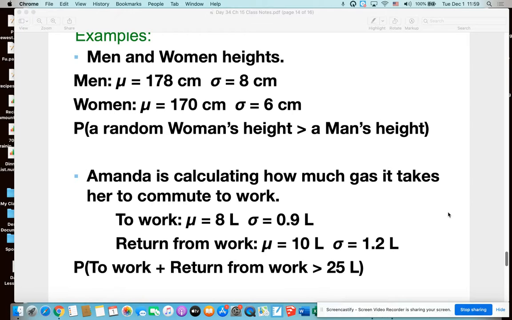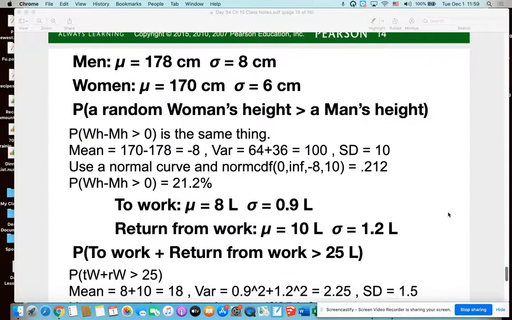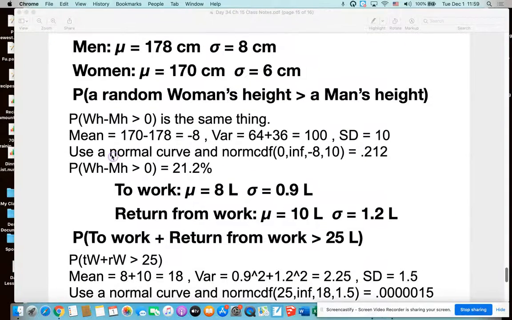All right, here's the solution. So you can see in this case, I'm going to subtract. The trick to this one is that having a woman's height higher than a man's height is the same thing as a woman's height minus a man's height being greater than 0. So what that does is put it together for us and gives us a numerical value that we can then do the probability with. This is really a big key to this problem, which you're going to have to be able to do in other problems in the future. So take a note of that.